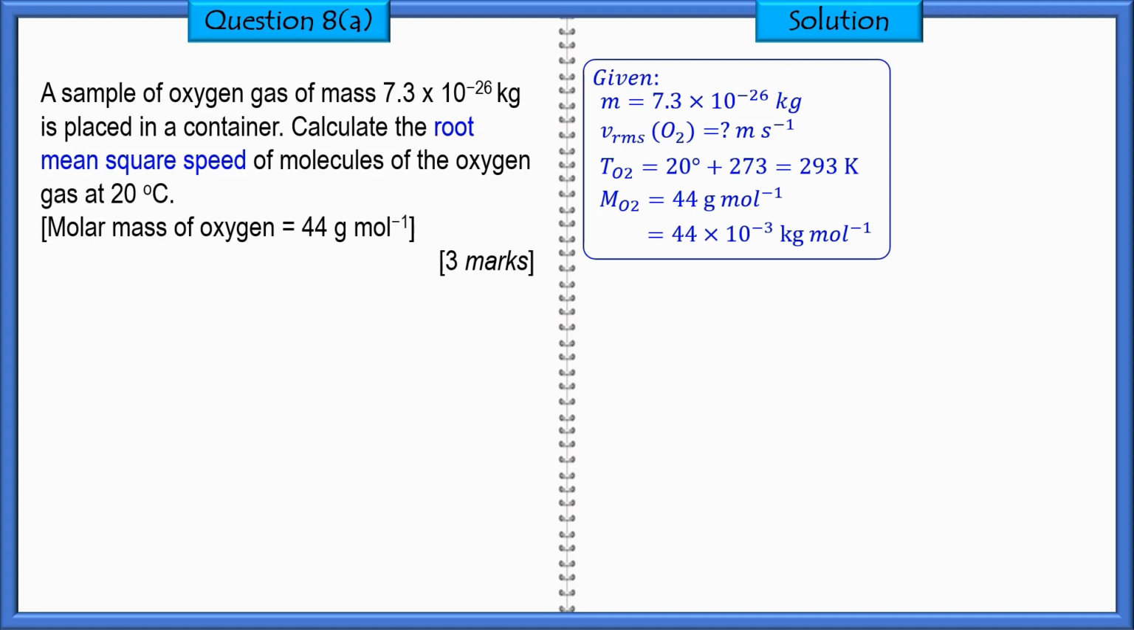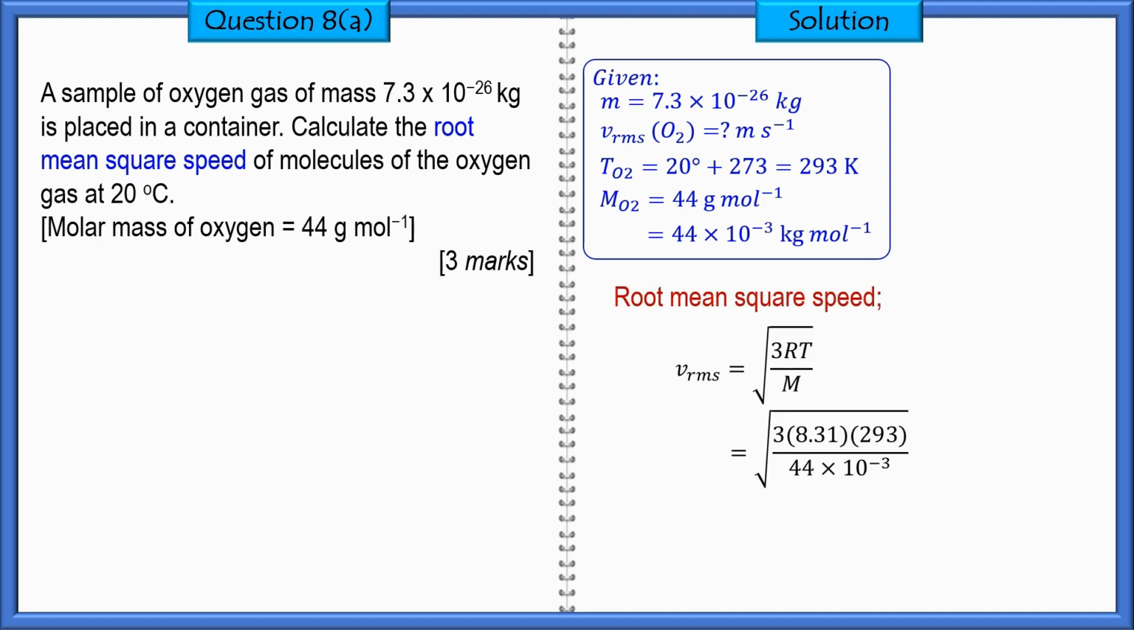Okay, firstly, list all the information given from the question and identify, for example, molar mass given in gram per mole, so you need to change to kilogram per mole. Then, to calculate the root mean square speed, because the molar mass is given, it is easier for us to use the equation for the root mean square speed that relates to the molar mass, which is square root of 3RT over M.